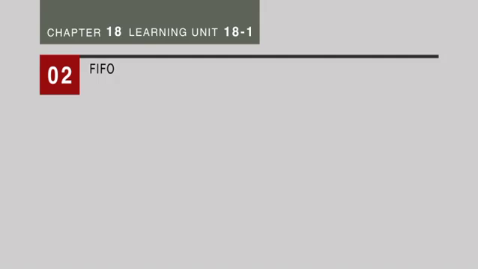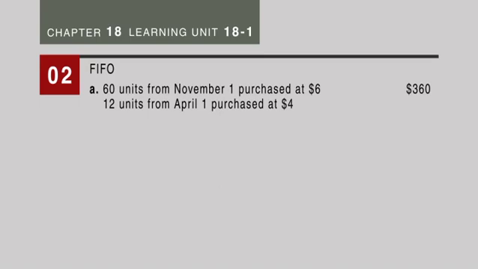To calculate ending inventory, we're going to have 60 units from the November 1st purchase at $6. 60 times 6 is 360. And we're going to have the 12 units from the April 1st purchase at $4. The 60 units plus the 12 units equals 72 units of ending inventory. And that 12 units times $4 is $48. So the 360 plus 48 equals $408 of ending inventory using FIFO.